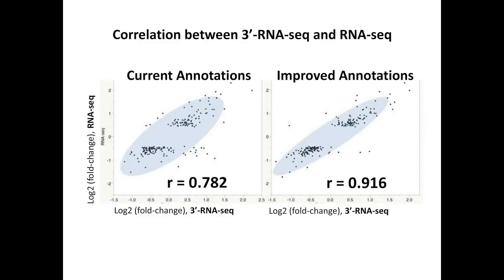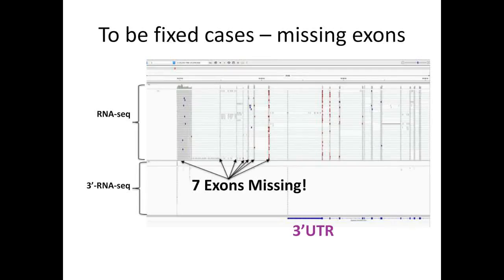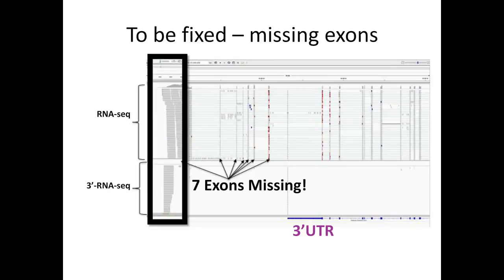But even with this 0.916, we think there's room for improvement, because there are other problems that we still haven't fixed. We are working on fixing these problems. Here the gene model ends, but there are 7 exons missing from the gene model. This is indicated both by RNA-seq and 3' RNA-seq. And if you zoom in, we're going to see our 3' RNA-seq data mapping to here. So this gene basically needs to be extended farther, but we haven't extended this gene.